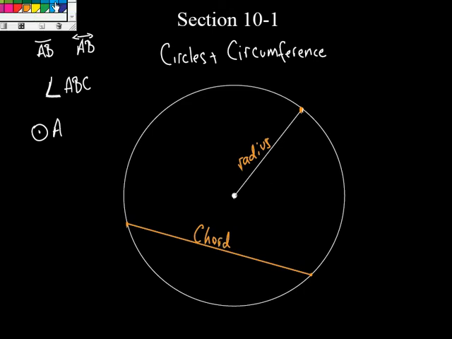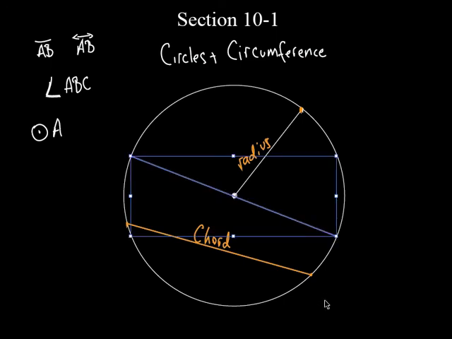What if we did this? Let's go, what color? Purple. Like this purple? Okay. I'll use pink next time. So what if we did this? Yeah, it's still a chord, isn't it? Because what is a chord? It's a segment that connects 2 points on the circle, right? Okay, but this one is a little bit of a special chord compared to this orange one right here.